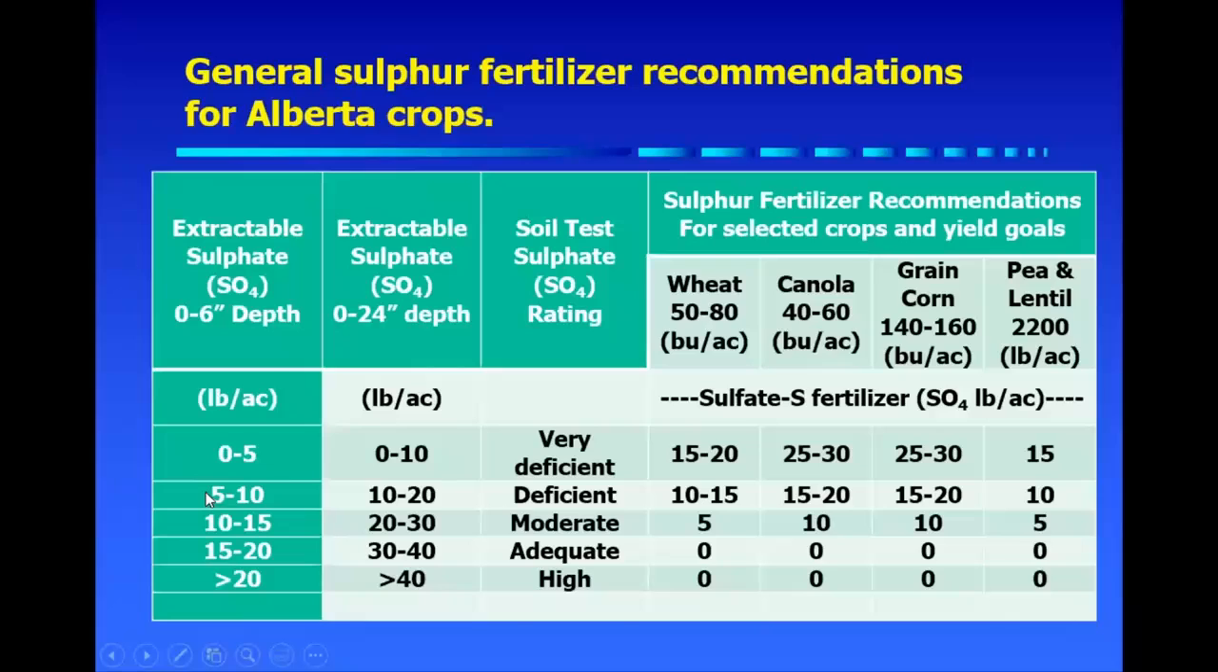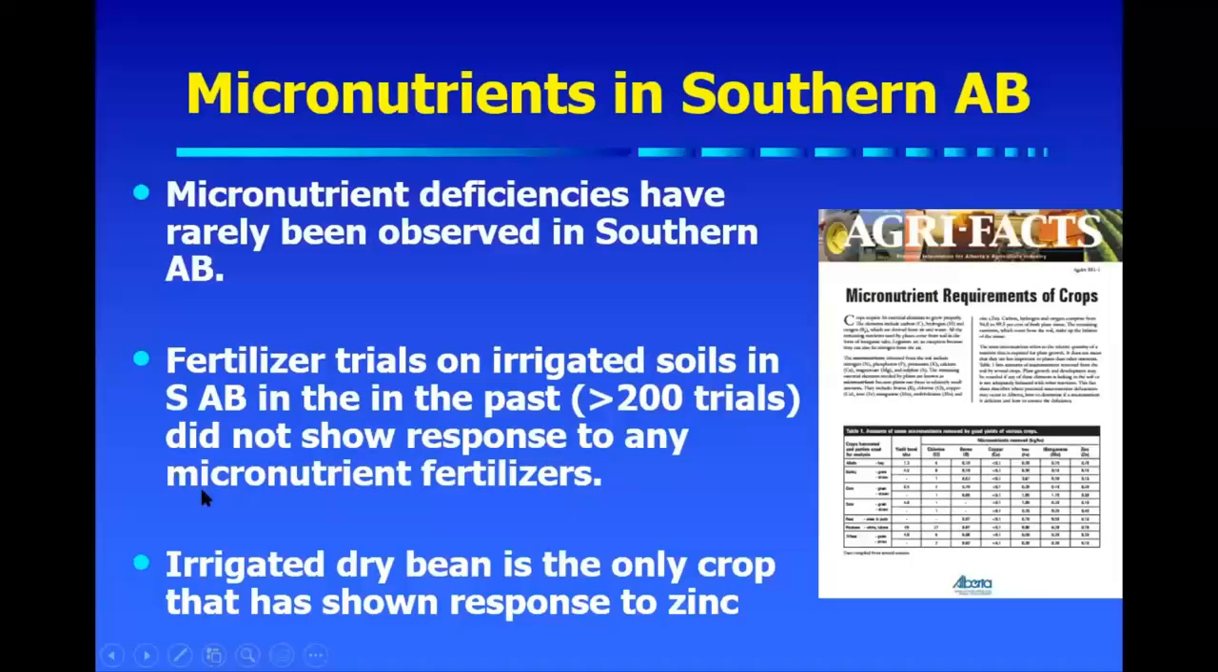The last thing I'm going to talk about is micronutrients, and as a general rule, micronutrient deficiencies in southern Alberta haven't been widely observed. Matter of fact, they're quite rare. When I was working with Alberta Culture, we did well over 200 different trials, mostly on irrigated land. And we felt if we couldn't get micronutrient response on irrigated land under optimum conditions, we certainly weren't going to get it on dry land.